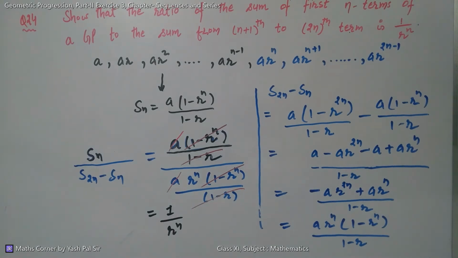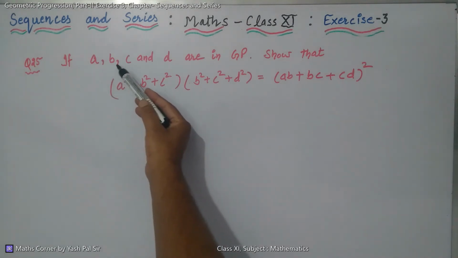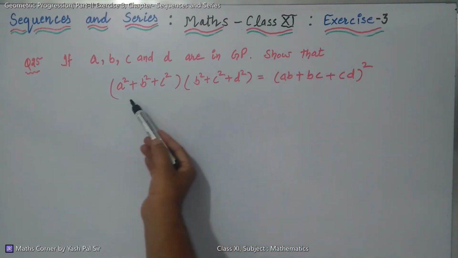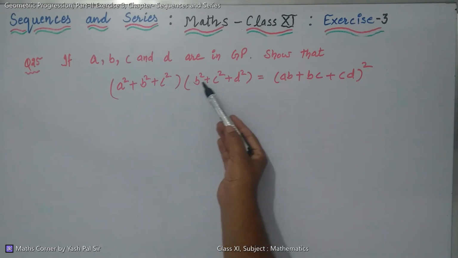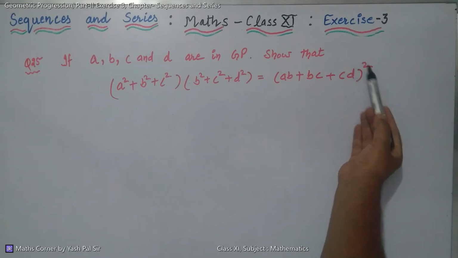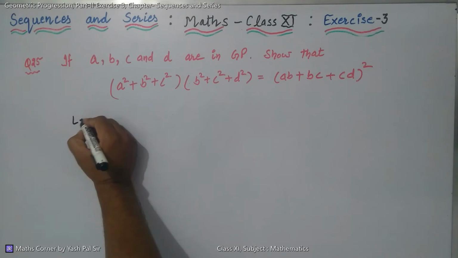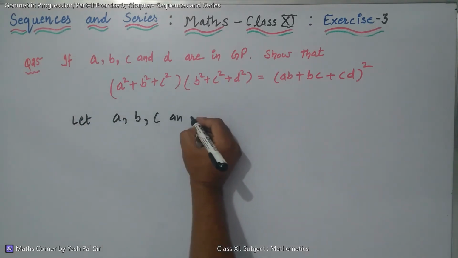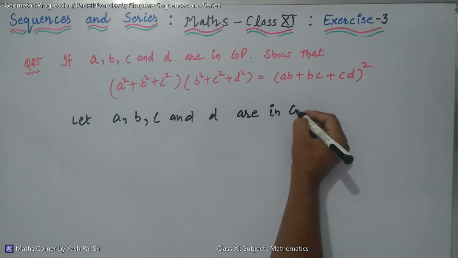Next question. Question number 25. If A, B, C and D are in GP, then show that (A square plus B square plus C square) into (B square plus C square plus D square) is equal to (AB plus BC plus CD) whole raised to power 2. So first of all, let us suppose A, B, C and D are in GP.